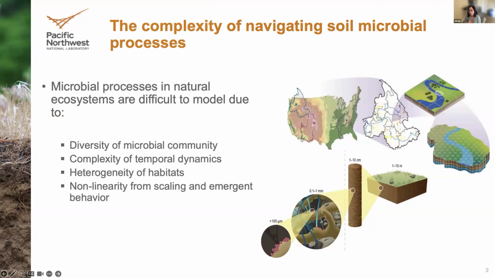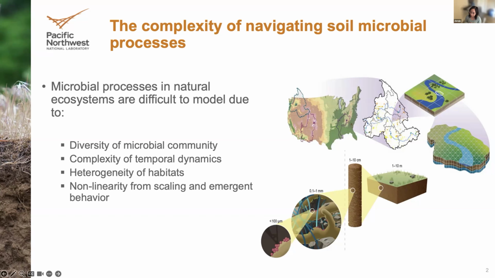A lot of my interest comes to better understanding the complexity of soil microbial processes and building biogeochemical models for predictions. And as we all know, building models is complicated, especially for microbial processes in the natural environment. These processes are difficult to model because, beyond microbial diversity, which is a whole other story, there are lots of complexities coming from the heterogeneity of the natural soil habitats, right?